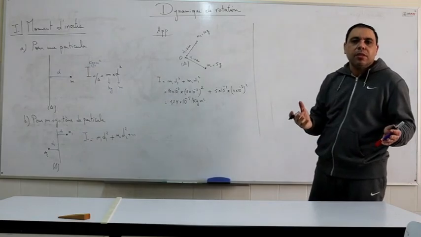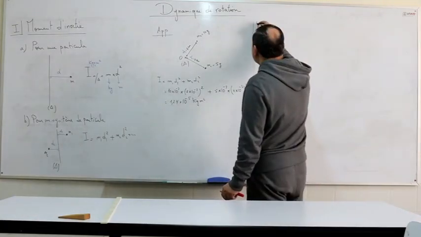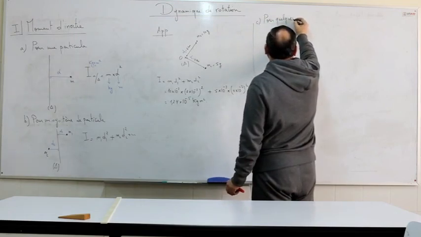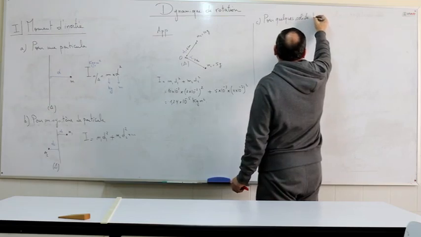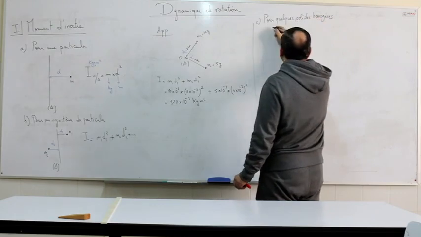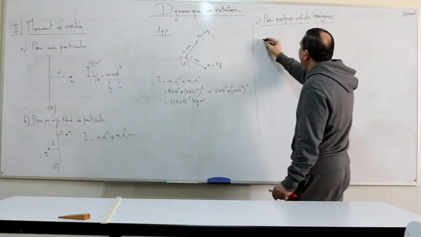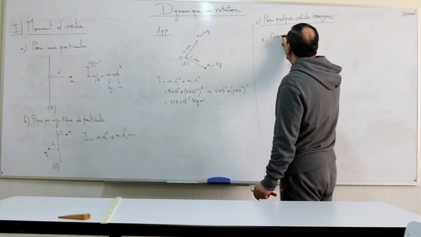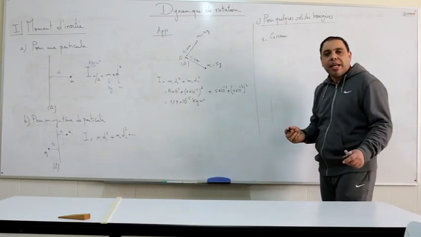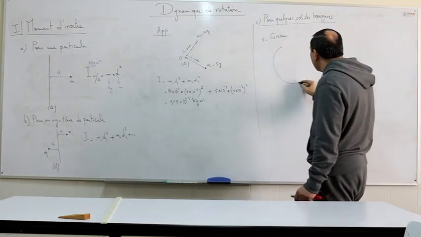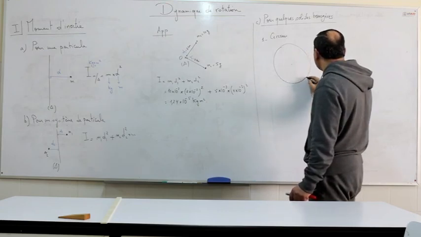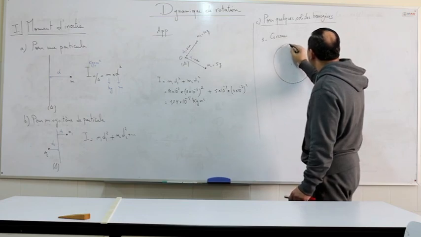So what about the moments of inertia of some homogeneous solids? For example, a hoop. The hoop has the shape of a circle, where the mass is distributed on the circle of center O and radius R.